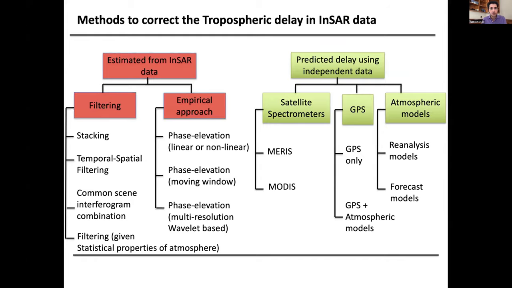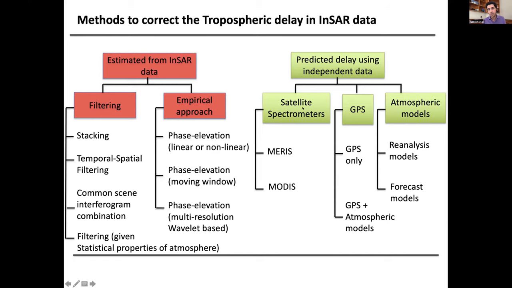There are many ways to account for tropospheric delay in InSAR data. Unfortunately, none of them work great. Tropospheric delay remains challenging. You can think of filtering, which has been done a lot: stacking, spatial-temporal filtering, common scene interferogram combination, assuming some statistical properties of the atmosphere and designing a filter. Or a more empirical approach, where you assume that the troposphere is stratified, which is true to a good extent, and assume a linear relationship between the phase and topography and account for that. Or you could have a few more variations of that.